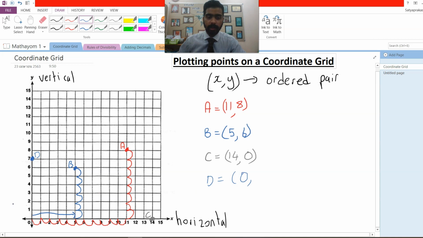And now let's take a look at how many squares it is going on the y-axis. If we take a look at it, it's going 1, 2, 3, 4, 5, 6, 7. Therefore, it is going 7 squares on the y-axis.